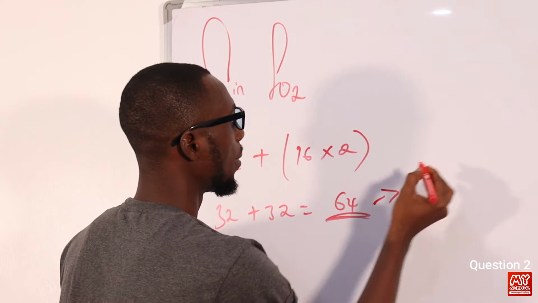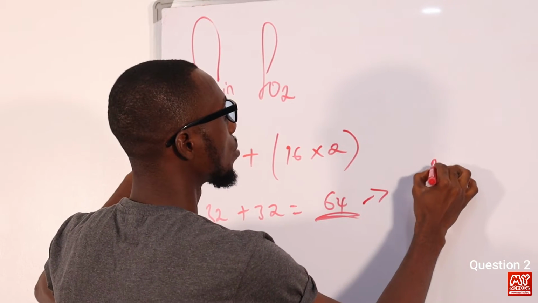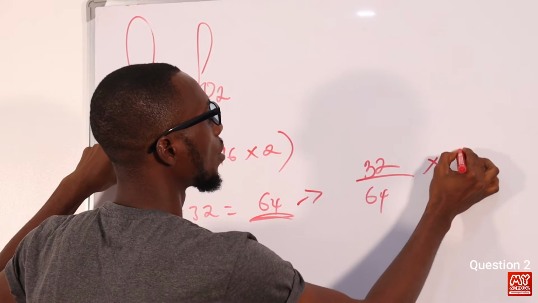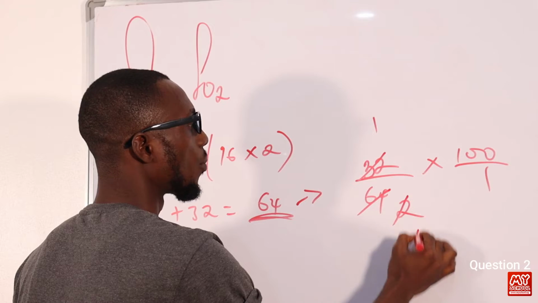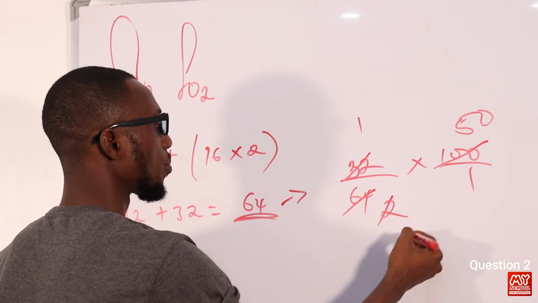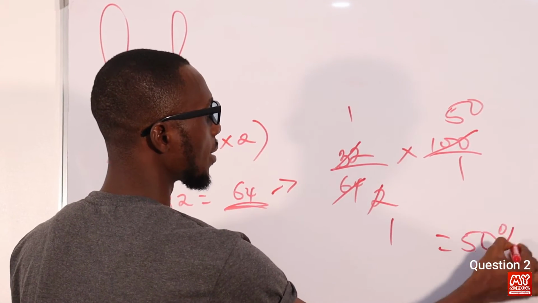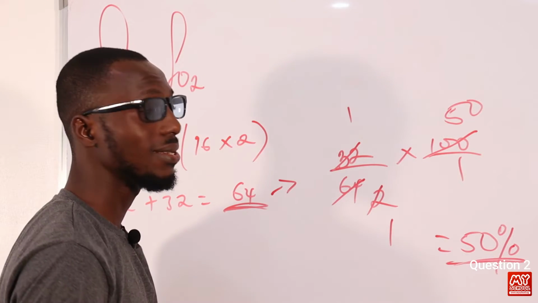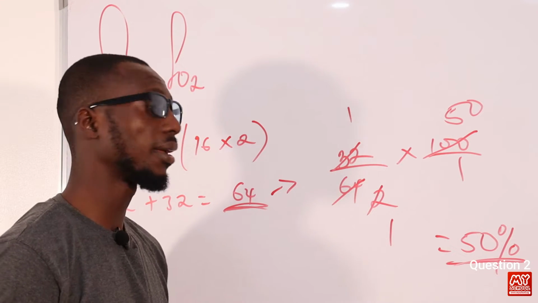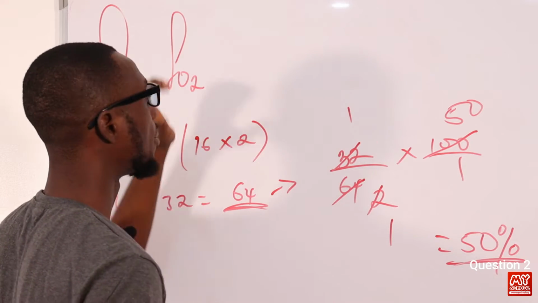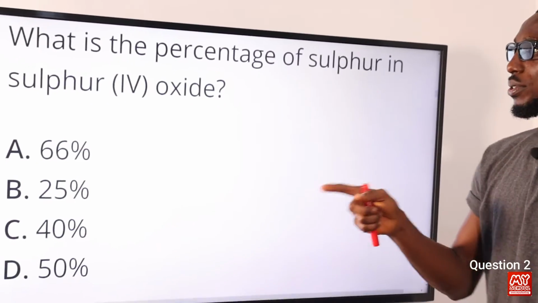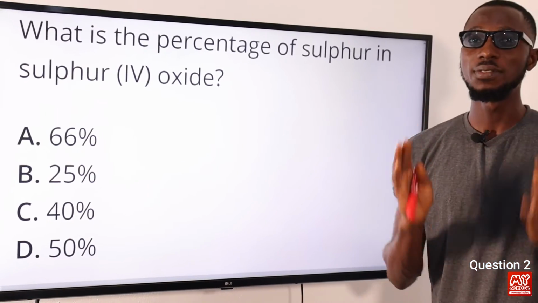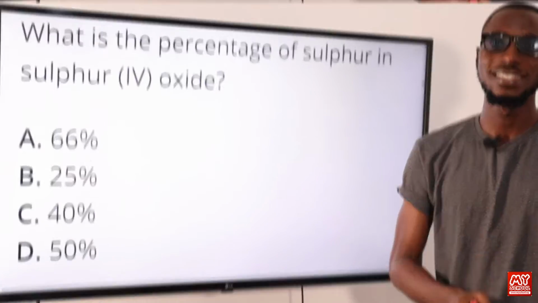So how many sulfur do we have in it? We have 32 of it in 64 times 100%, isn't it? So 32 here 1, 32 here 2, 2 here 1, 2 here 50. So 50 times 1, that is 50. So we can see that sulfur actually occupies about 50%. It's 50% of the compound SO2. So let's go back to the board to sort out the correct option. Which of the options carry the value 50%? That is option D. So the percentage of sulfur in sulfur IV oxide is 50%. Option D is very correct.